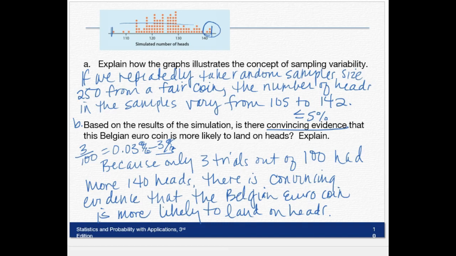Okay? And we're going to explore this concept a lot through this course, so don't get frazzled if you don't get it right now. But you're looking at, okay, how many times did that happen in my simulation? Well, only 3 out of 100. That's only 3% of the time. That's convincing evidence of whatever it is they're looking for. In this case, that the Belgian euro coin is more likely to land on heads.